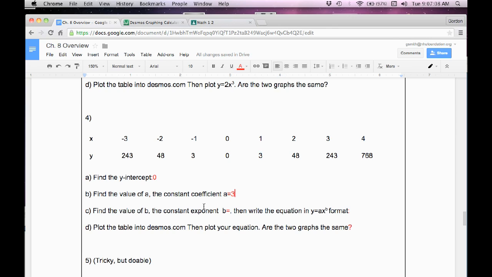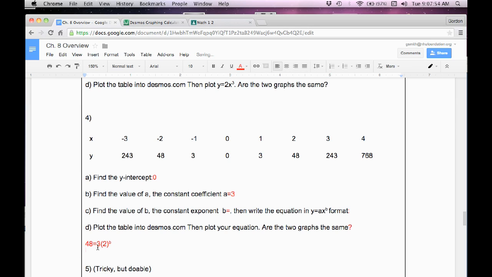Okay. Now find the value of b, the constant exponent. Here we are. When x equals 2, we have the equation. We're going to have to do a little work here, so I'll do it down here. y equals ax to the b. We already figured out that a is 3. So when x equals 2, plug that in, we know that y is 48. So to solve this, first thing I'll do is divide by 3.